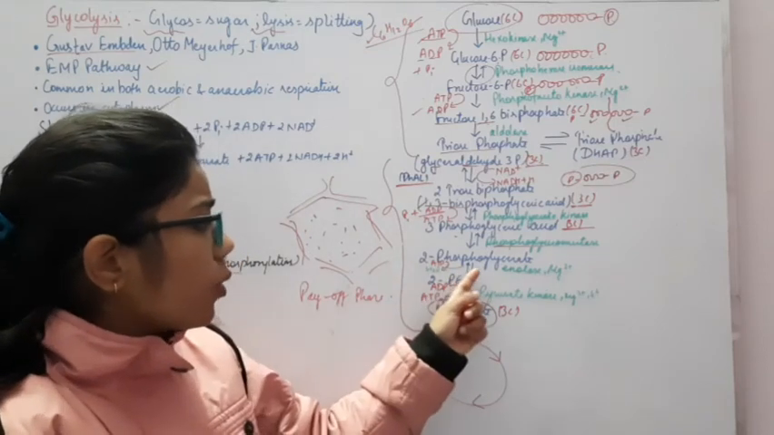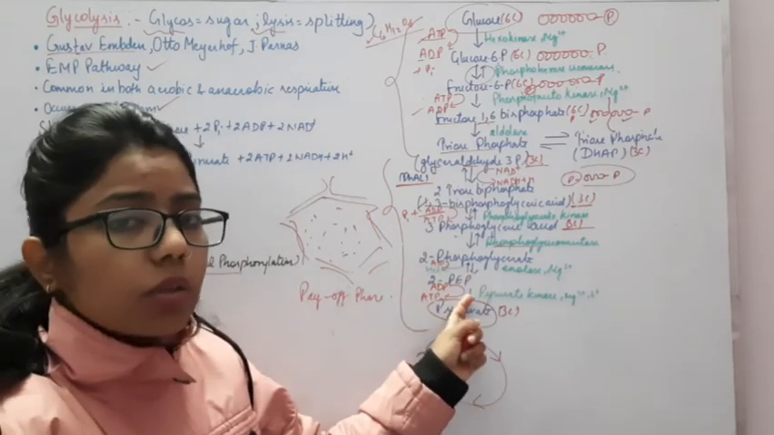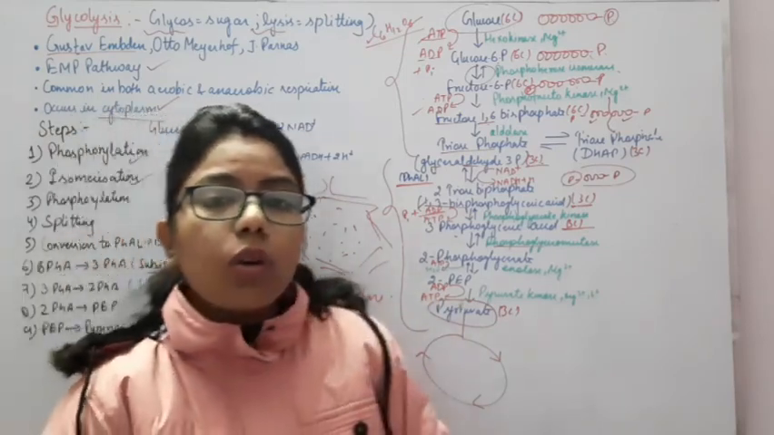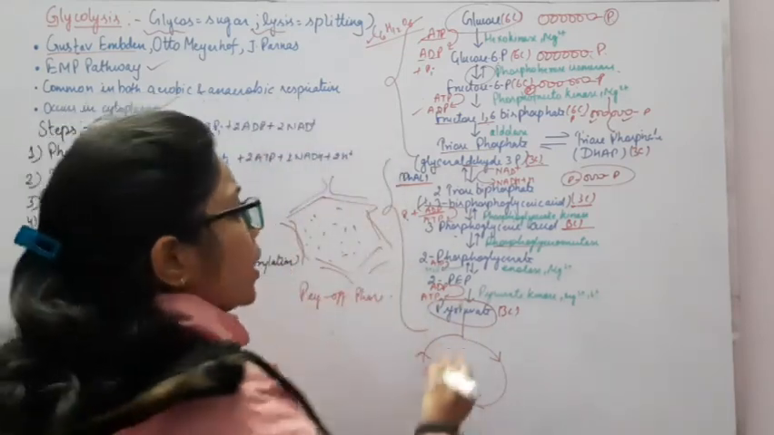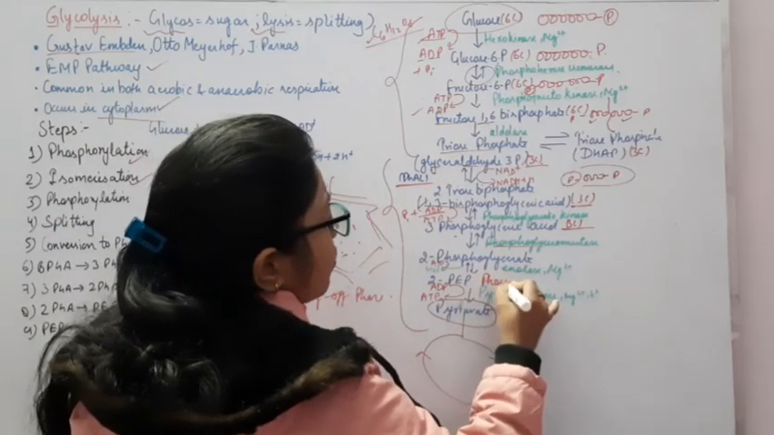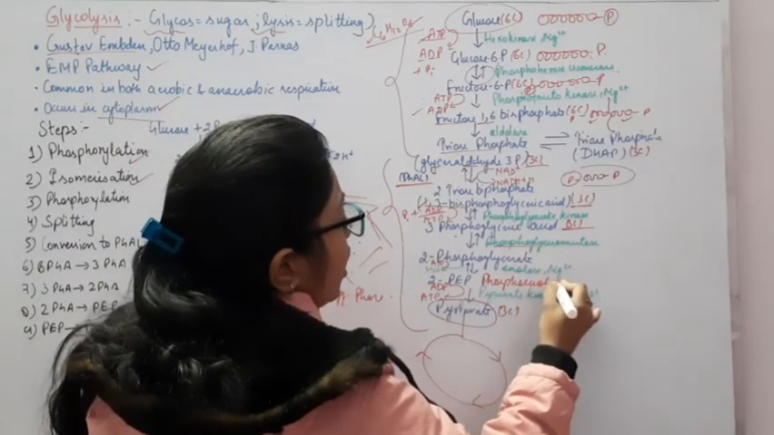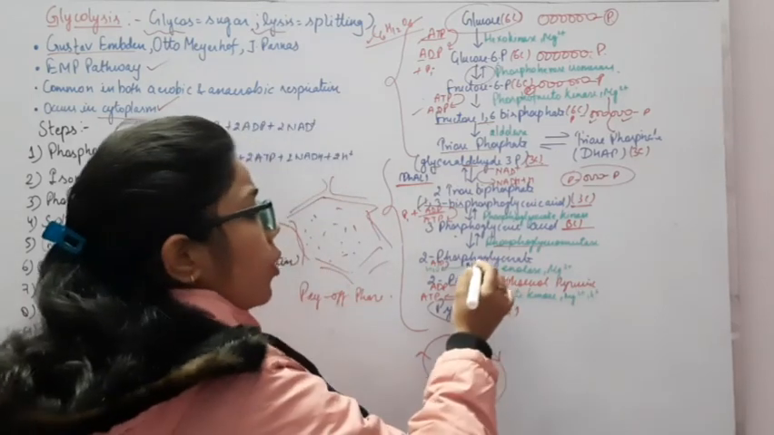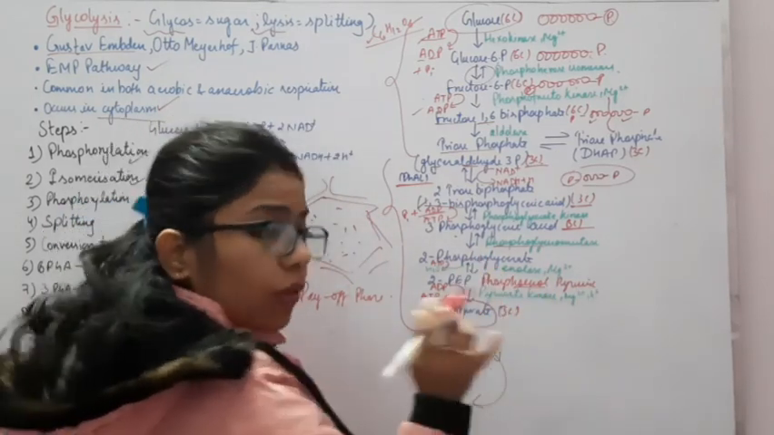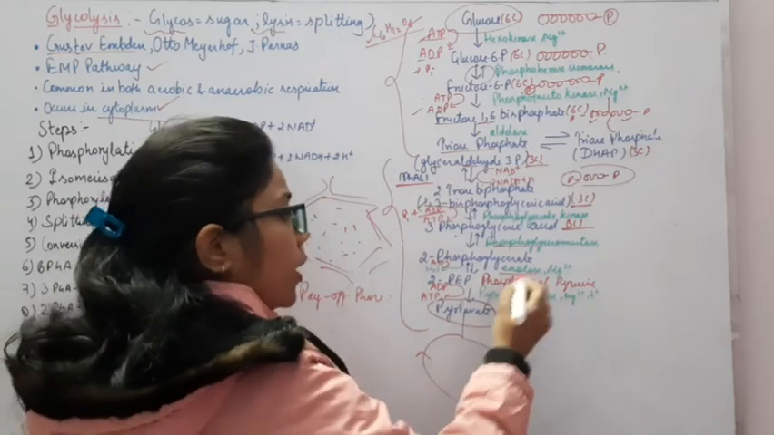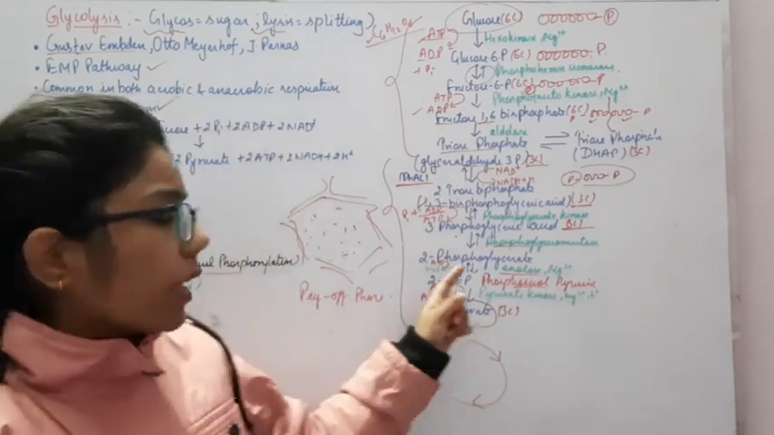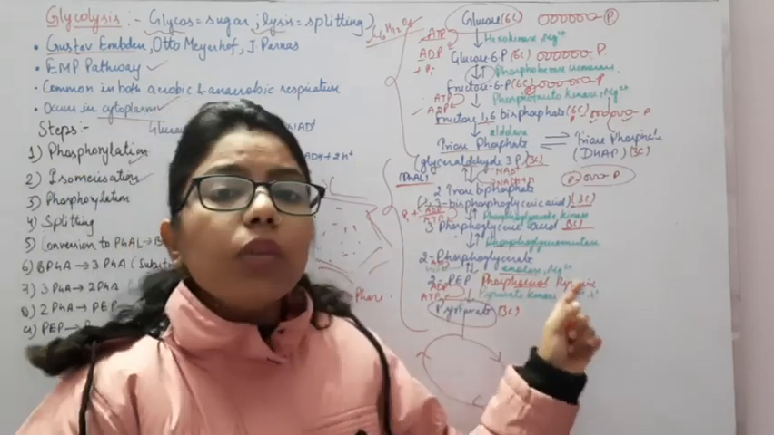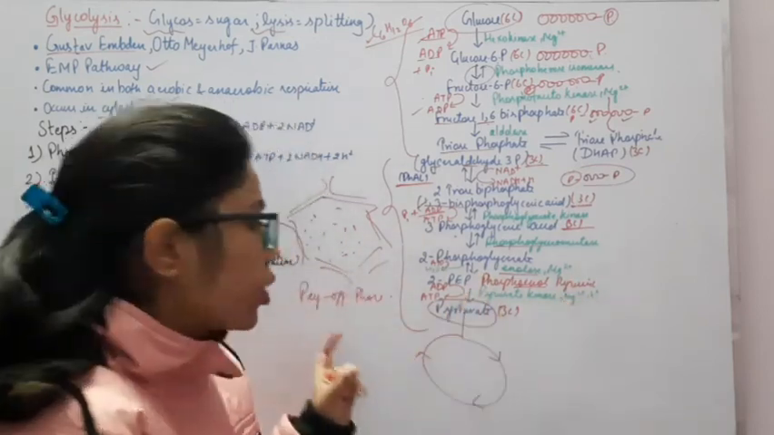Now this 2-phosphoglycerate again changes into phosphoenol pyruvate, or we can say phosphoenol pyruvic acid. This phosphoglycerate changes into phosphoenol pyruvate with the help of the enolase enzyme, right? And again it is interconvertible. This is a reversible process, with the help of the cofactor magnesium ion.